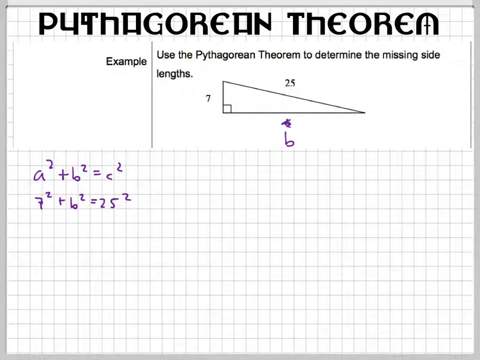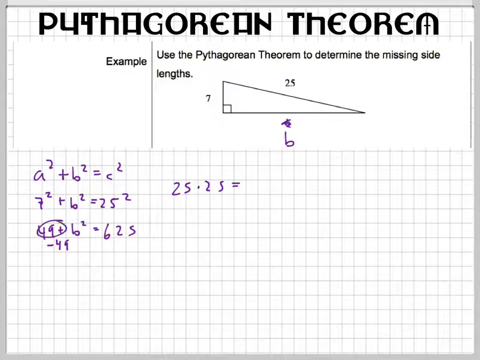Okay, let's actually simplify this stuff a little bit. We got 49 right here, and B squared, and then what is 25 squared? I know 25 means 25 times 25. Yeah, that equals 625. So let's put 625 right here. Now we got to get the B squared alone. So to get the B squared alone, we got to get rid of the plus 49. To get rid of plus 49, we're going to subtract 49. We have to do the inverse operation.